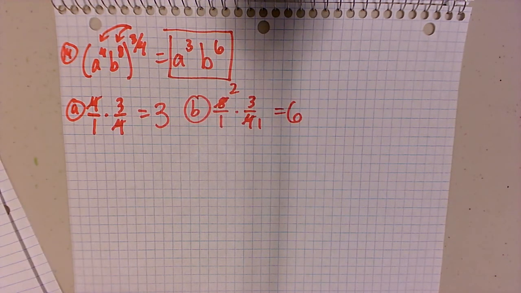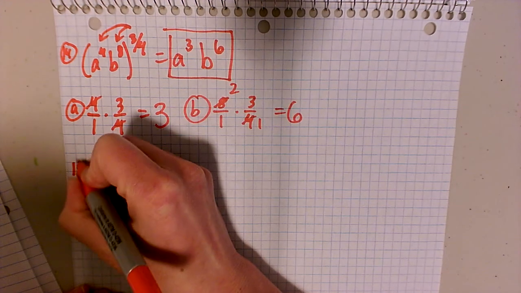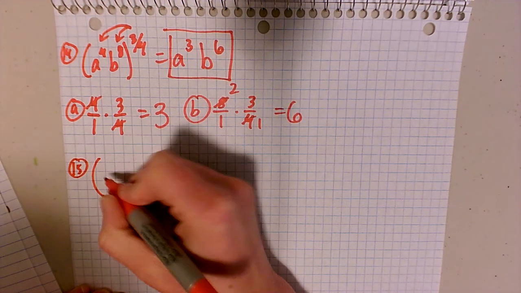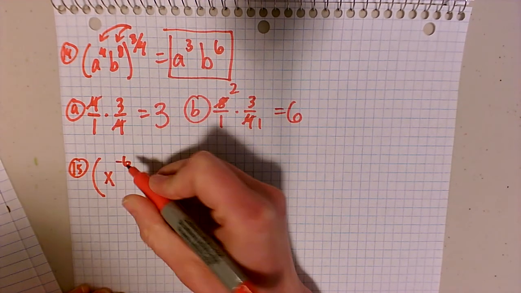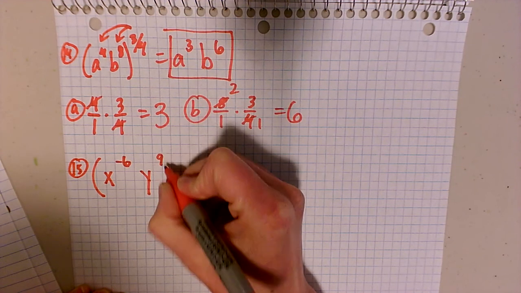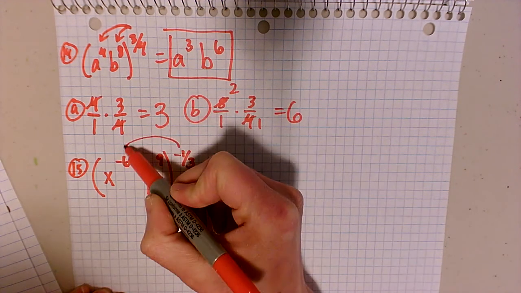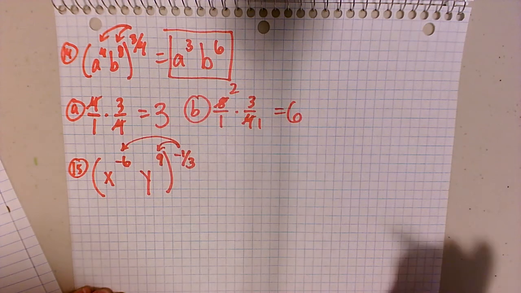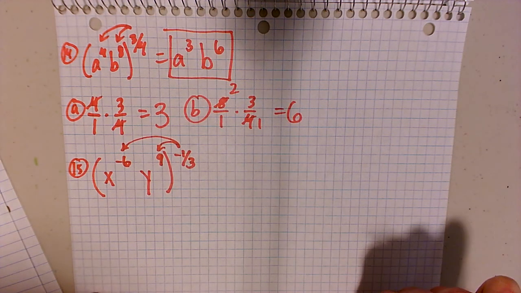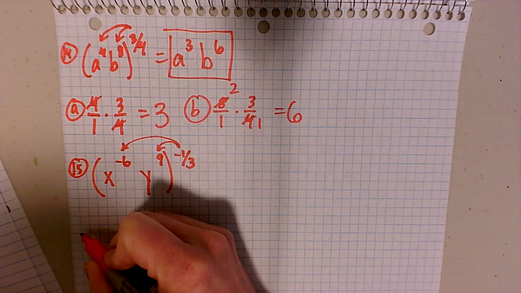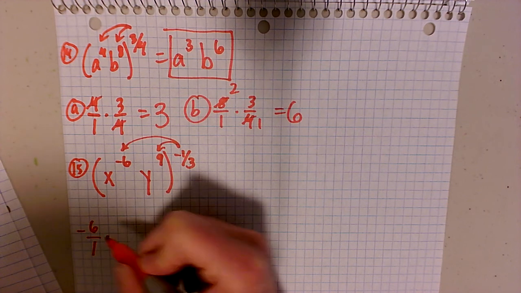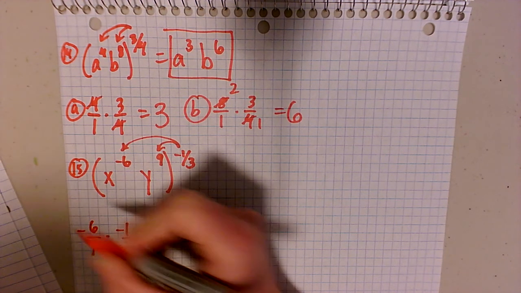And so we've got something similar going on in number 15. For 15, we have x to the negative 6th, y to the 9th, raised to the negative 1/3. So this negative 1/3 on the outside is going to get multiplied by both the exponents on the inside. Okay, so we're going to do negative 6 over 1 times negative 1/3.